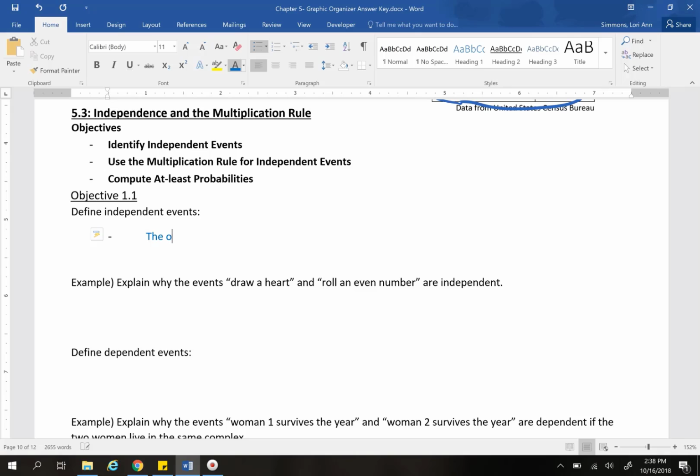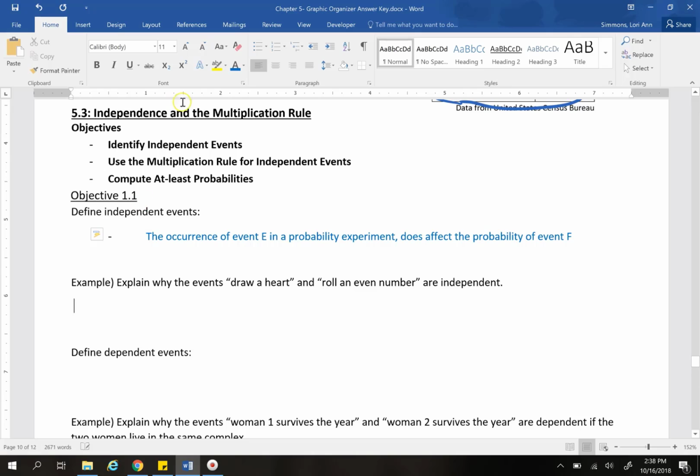Independent events: the occurrence of event E in a probability experiment does not affect the probability of event F.